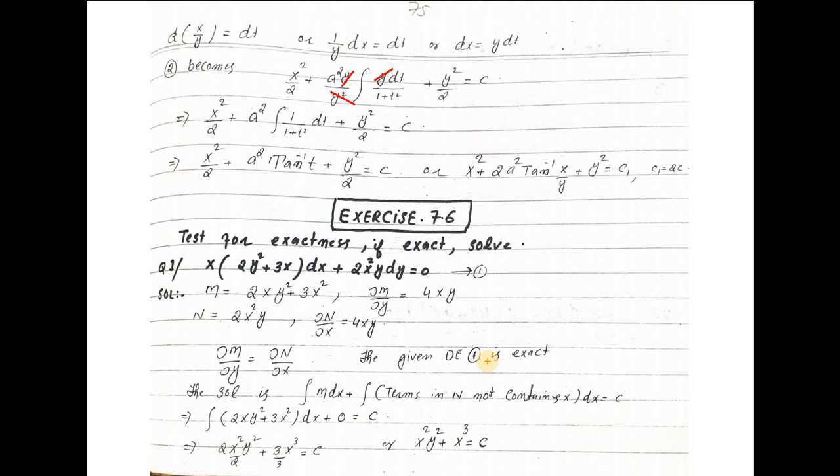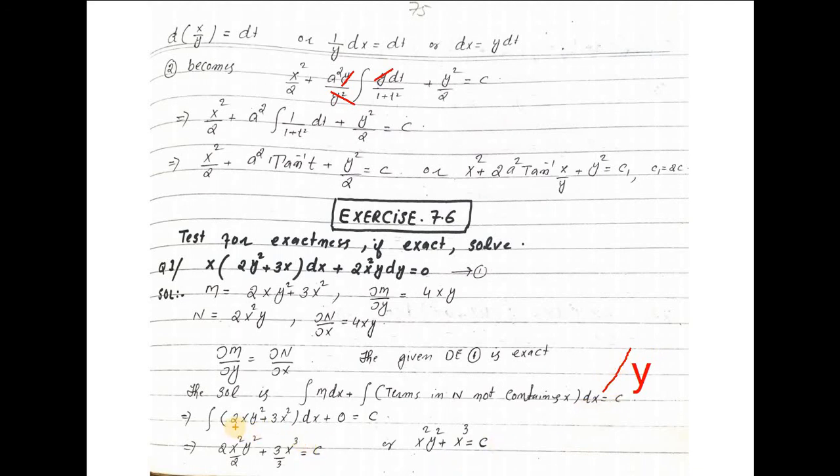for exactness is satisfied. The solution is integral m plus integral of terms of n free of x dy is equal to c. Here this is not x, this is y. This x is not x, but it is y. Dy is equal to c.